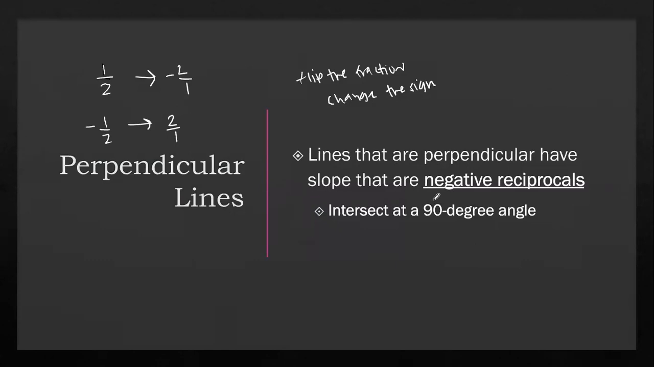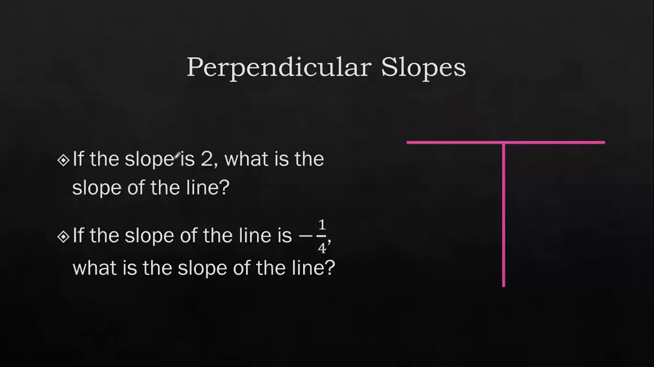So flip the fraction, change the sign. So let's say I had a slope of 2. What would the perpendicular slope be? Alex? -1/2. Perfect. Because 2/1, flip it, would be 1/2 and change the sign. If it was -1/4, what would the new slope be? +4/1. Perfect. Anyone need any more examples on that?